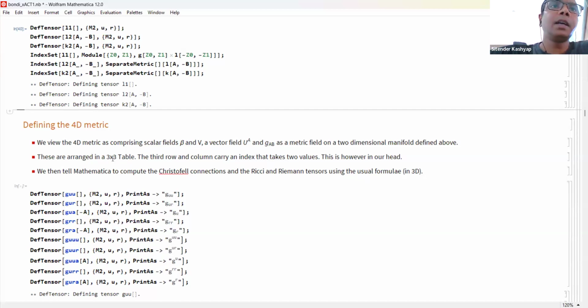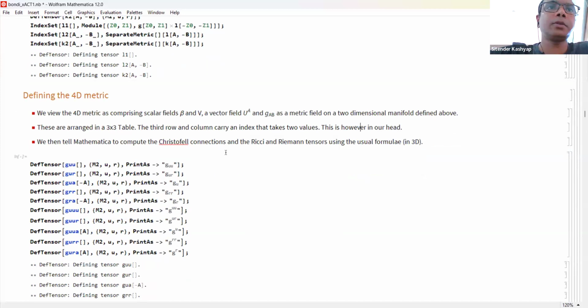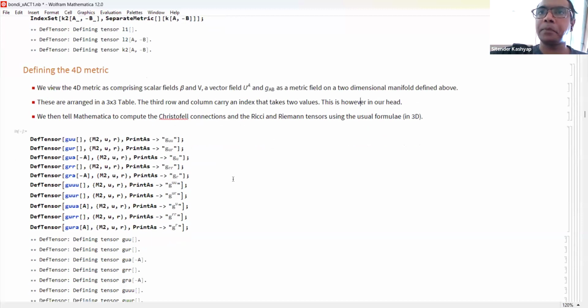The idea is to arrange the four-dimensional metric in a 3x3 table, and the third row and column carry an extra index which takes two values. So this 3x3 table is essentially a 4x4 matrix in disguise. But this is in our head and not what Mathematica knows. So we tell Mathematica to compute the Christoffel connections and the Ricci-Riemann tensors using the usual formulae we all learn in our general relativity courses, but in 3 dimensions. This will become very clear once I move ahead.